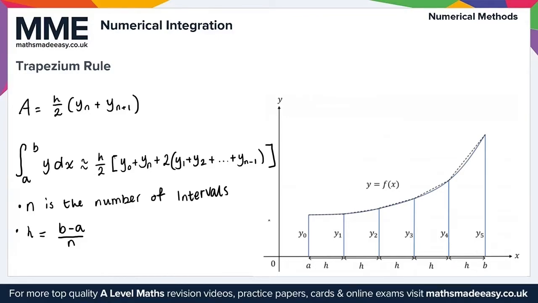And what we can see here then is this looks something like this here, where y equals f of x, and we can see each trapezium as we go along then. So that gives us everything we need there for the trapezium rule.